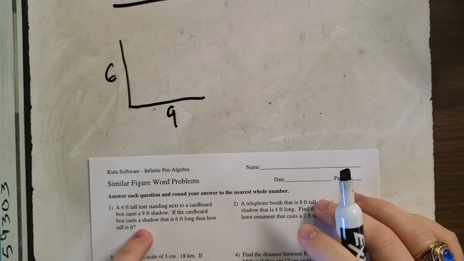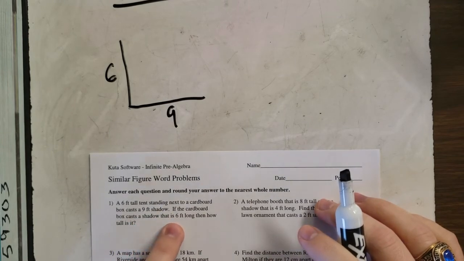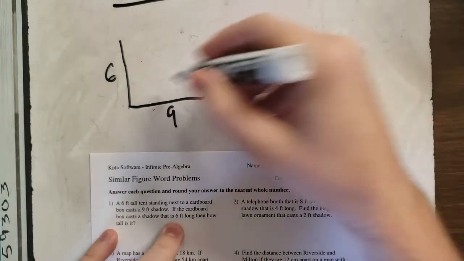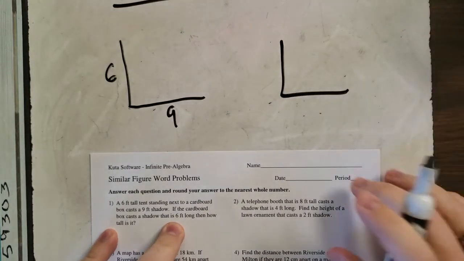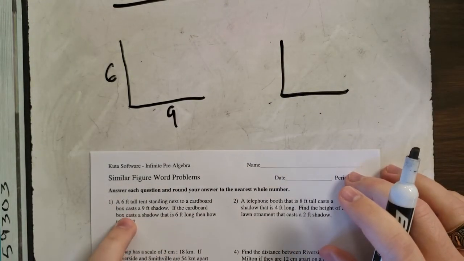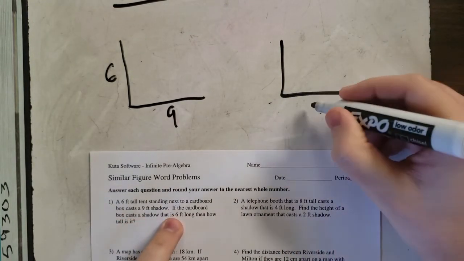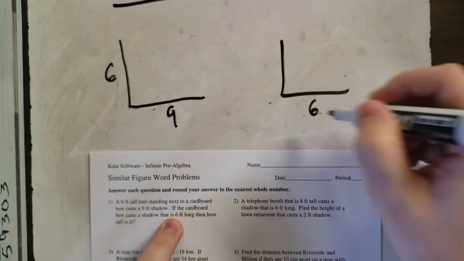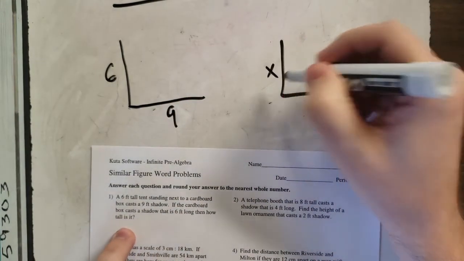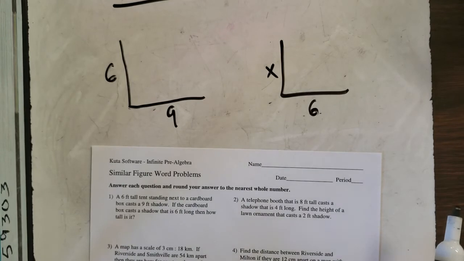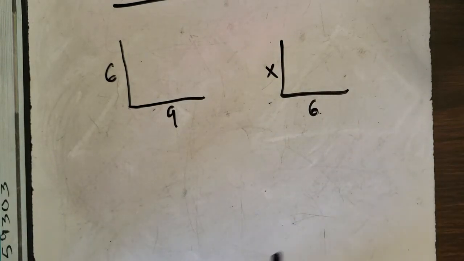Then it says if the cardboard box casts a shadow that's 6 feet long, how tall is it? So if we draw the same kind of figure, right? This little L, right? The shadow of the box is 6 feet long. Remember, shadows are on the bottom. How tall is it? That's what we're trying to figure out, okay? So that's now set up. Now we just go ahead and solve it.